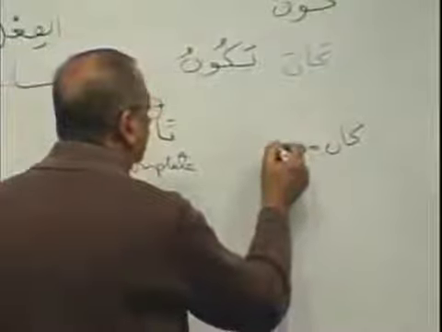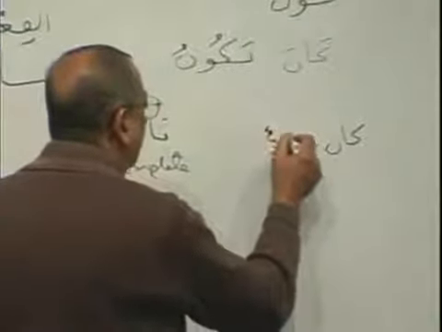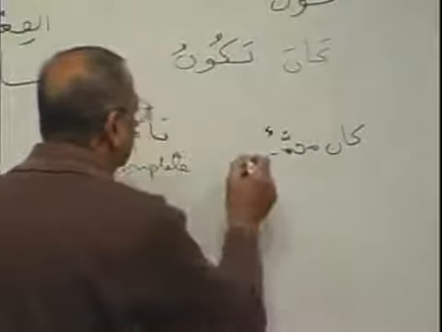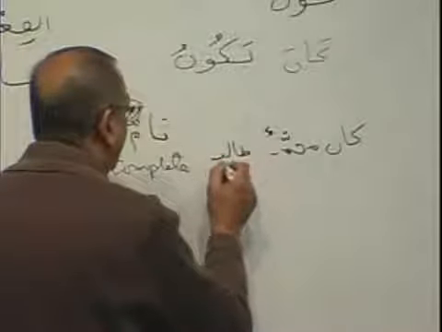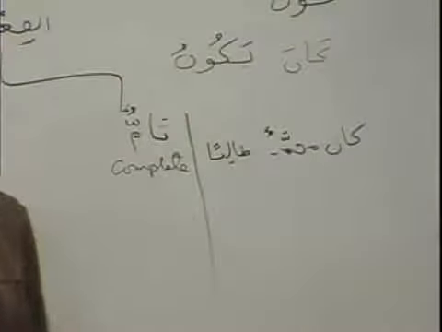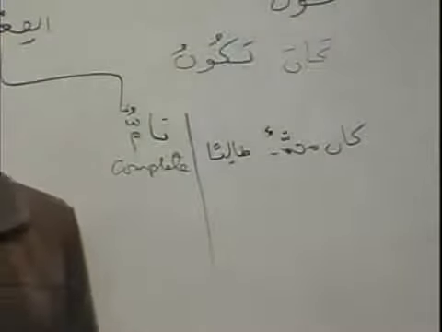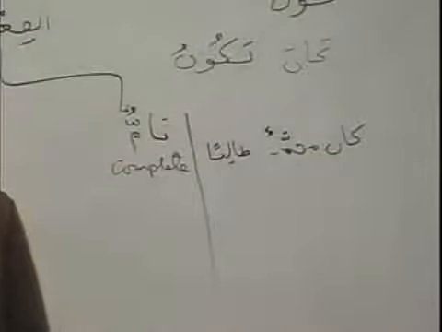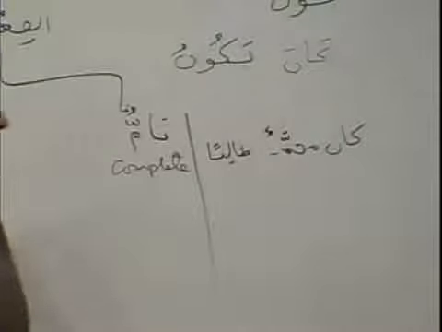Kana Muhammadun talibân. Are you with me, brothers and sisters? Kana Muhammadun talibân. What is the translation? Muhammad was a student. So where is ismu kana? Muhammadun. Where is khabar kana? Talibân. You got to keep that in mind. Kanat.